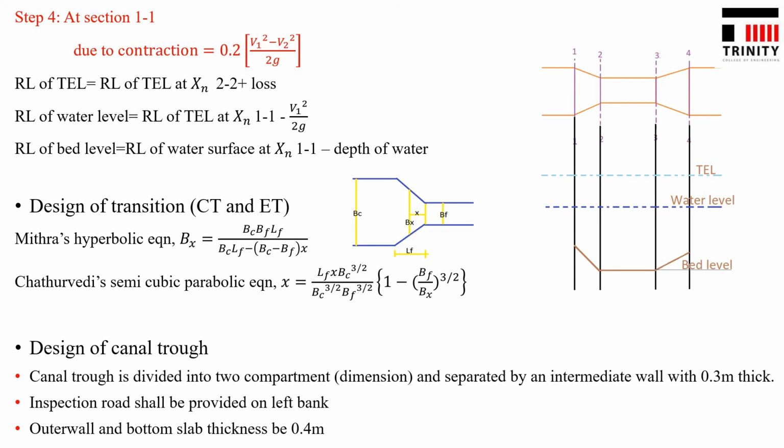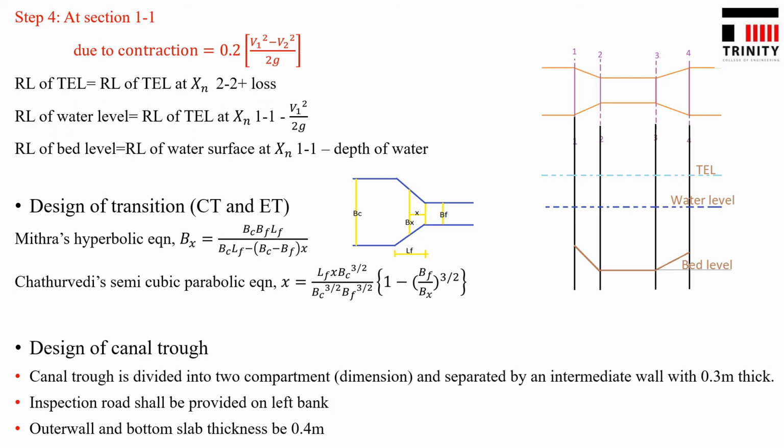Next, the last step of the aqueduct, that is the design of a canal trough. I repeat, it is the last step of the aqueduct, which is a part of cross drainage work. That is the design of a canal trough. Just a sentence: the canal trough is divided into two compartments. We have to mention the dimensions of each compartment, and they are separated by an intermediate wall of 0.3 meter thickness. Next point, an inspection route shall be provided on the left bank.